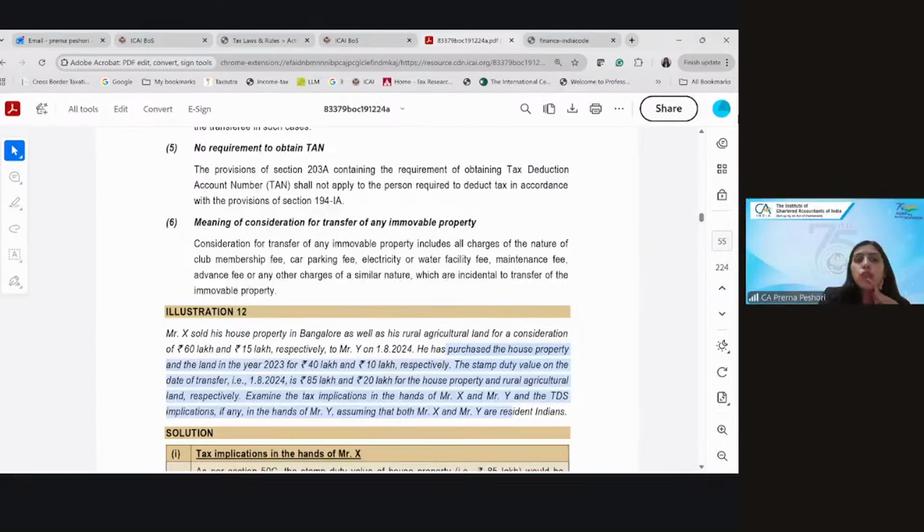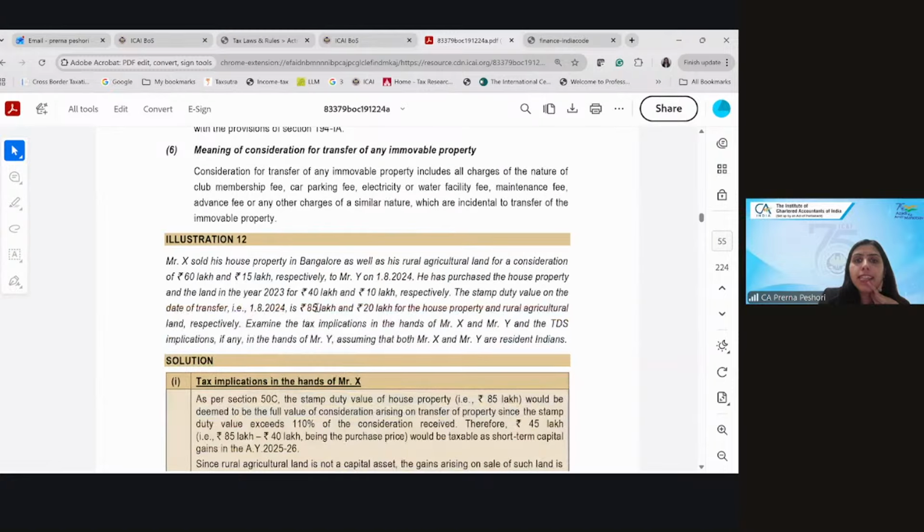Yes. So here if you look at the consideration, how much is it? Consideration given is 60 lakh. Correct? And the stamp duty value of the property is 85 lakh. So the stamp duty value is more than 110% of the consideration. Right? So we will take the stamp duty value as per 50C. So 85 lakh minus 40 lakh. Will the indexation apply? No. This is any which way a short term, and now indexation is no more there also. Right? So here this is the short term capital gain because he has purchased in 2023.